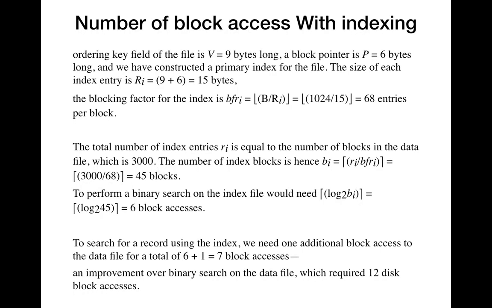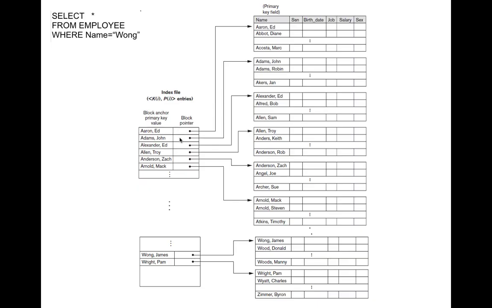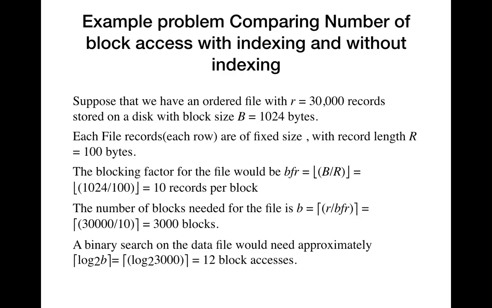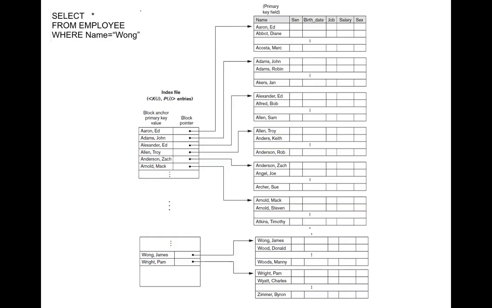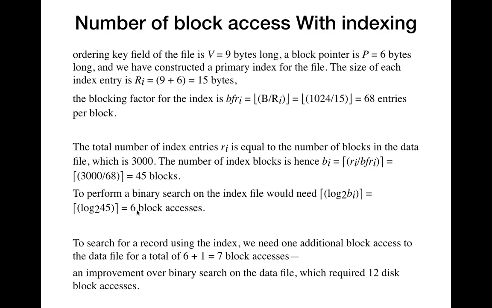Now what is the advantage of that? We now need to perform a binary search over these 45 blocks, which comes to log to the base 2 of 45, which is 6 block accesses. That is, for the index entries, if we search 6 blocks, we can reach our desired entry. Whereas over here, it was 12 block accesses, that is, without the index it was 12. Now we can reach the desired record using 6 block accesses.